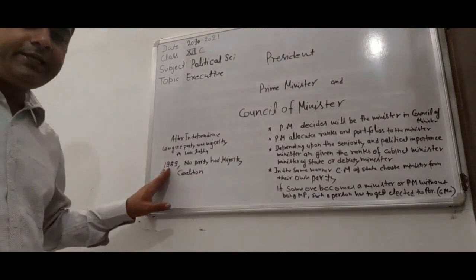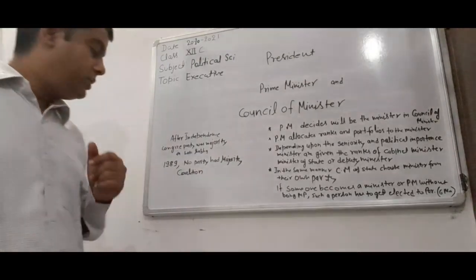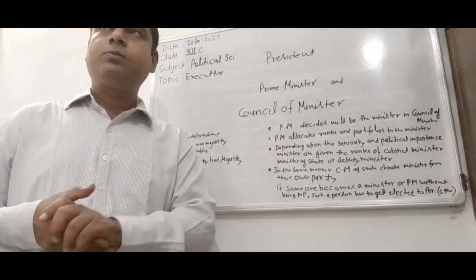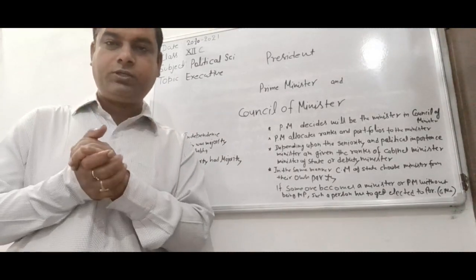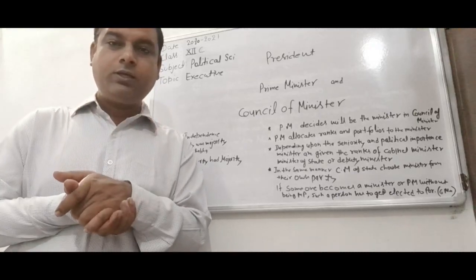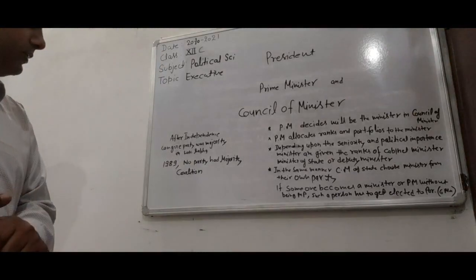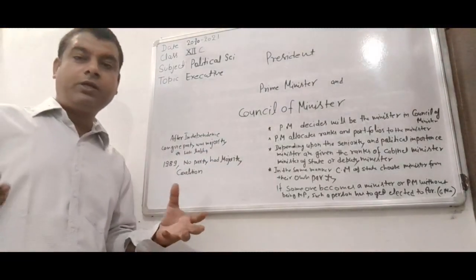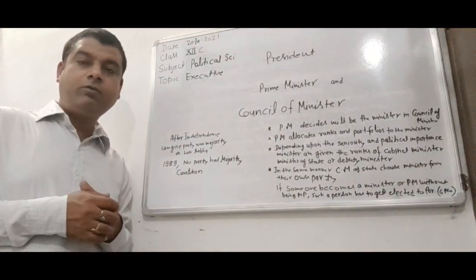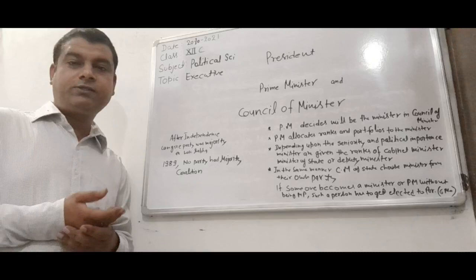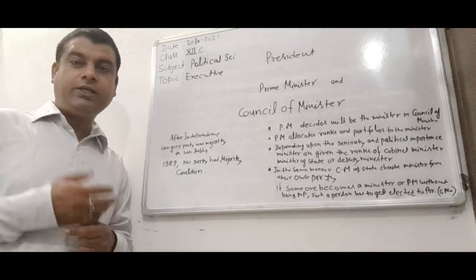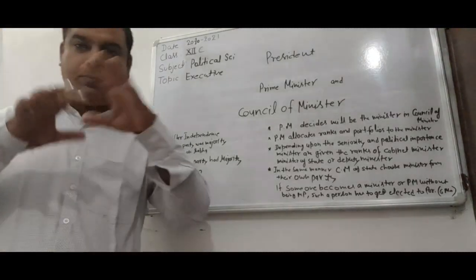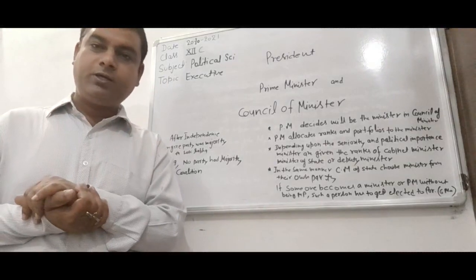But from 1989 the situation changed. From 1989 no party had a majority, so the concept of coalition came in, and many political parties came together and made a government. This tradition took importance after 1989.